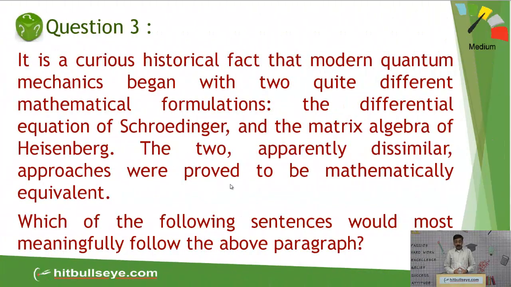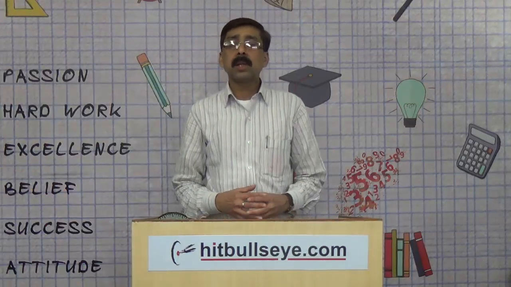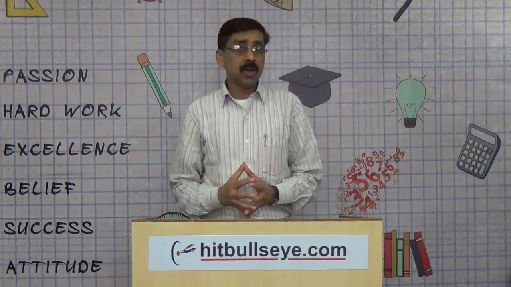It is a curious historical fact that modern quantum mechanics began with two quite different mathematical formulations. Now I'll be underlining a few important keywords. So: two different mathematical formulations. One was the differential equation of Schrodinger, and the second was the matrix algebra of Heisenberg. These two were apparently dissimilar. Another keyword would be dissimilar. Approaches were proved to be mathematically equivalent. The last keyword is mathematically equivalent. Now we need to pick the choice which would combine the essence of all these three or four keywords.